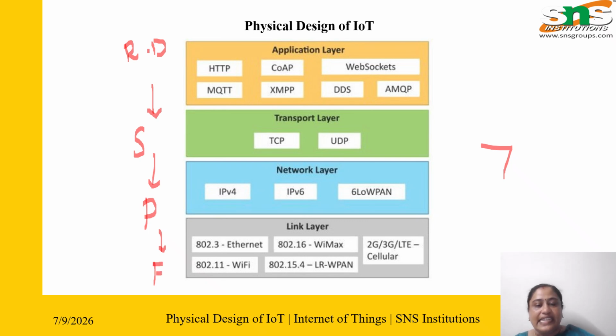Now let's see the link layer. The link layer is responsible for how the data is going to be sent and through which medium. That takes place over the link layer. In the link layer, we have different protocols that support this communication: 802.3 Ethernet, 802.16 WiMAX, LR-WPAN, and cellular networks.